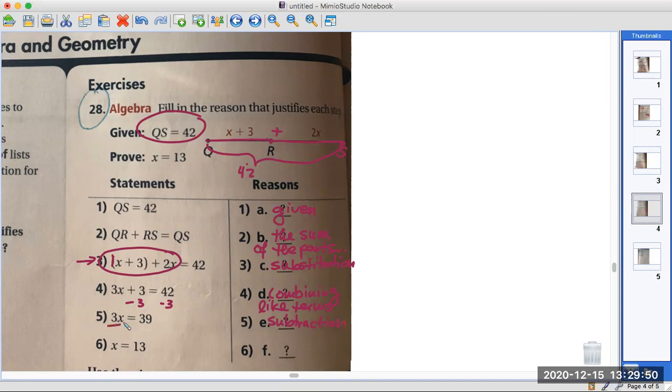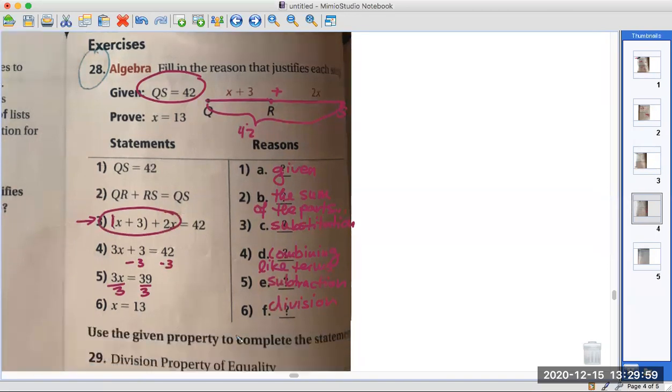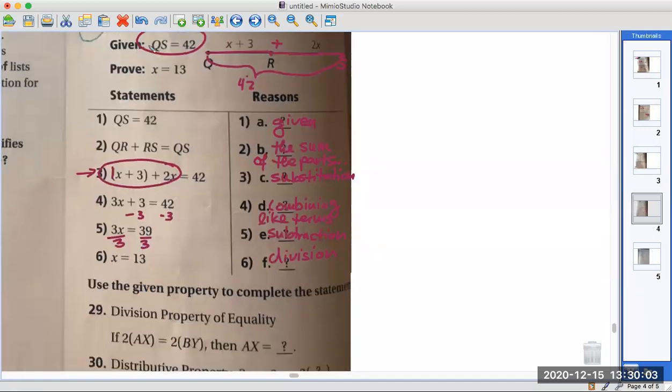And then we have divide by 3, division property. I'll just make it short, division property, and then that's it. We're done. X is 13. That's what we're supposed to prove.